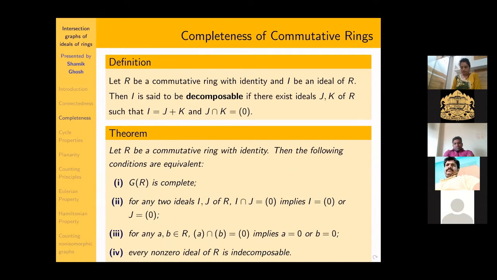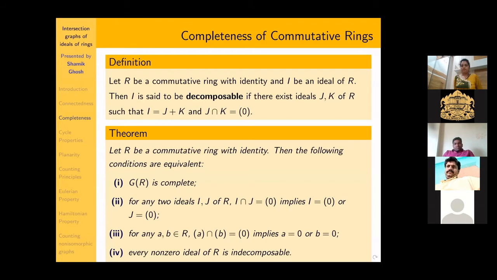And similarly, this is another property, in particular for commutative rings with identity. A definition is needed here. An ideal is called decomposable if it can be split into two ideals whose sum is our given ideal, but whose intersection is the zero ideal. Then we say that the ideal is decomposable by the ideals J and K.